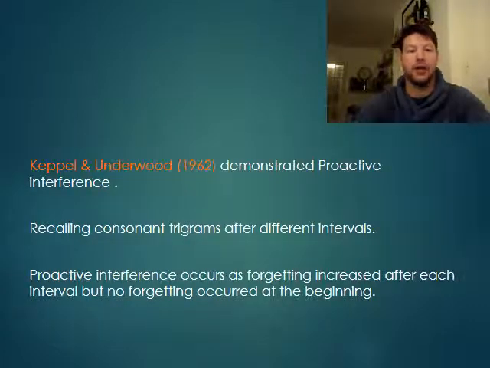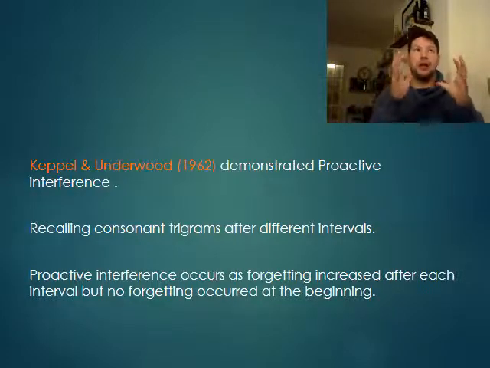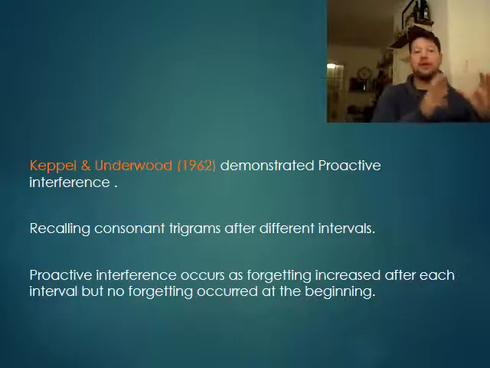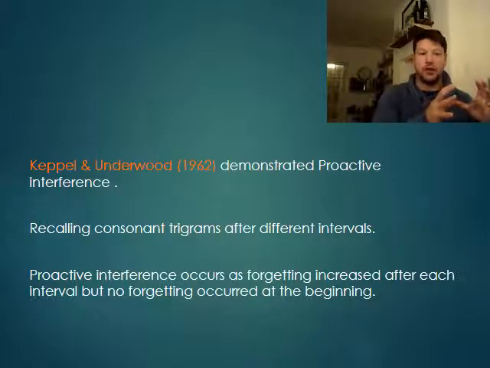Okay, Keppel and Underwood 1962 demonstrated proactive interference, recalling consonant trigrams after different intervals. Proactive interference occurs as forgetting increased after each interval, but no forgetting occurred at the beginning. What this is saying is that they remembered the first trigram, right? And we remember trigrams from looking at duration of short-term memory, so three random letters.